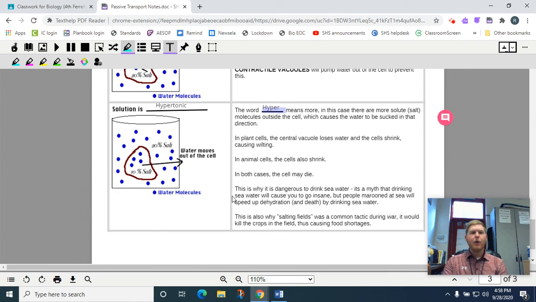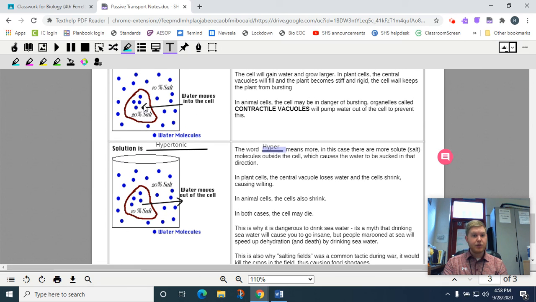Okay. Now with plant and animal cells, if they swell up and they shrink, that can mean different things. In animal cells, if they swell up, they can burst, and that would cause the cells to die. Plant cells will swell up, but it takes a little longer for them to burst because they have those cell walls. Plus, they have these contractile vacuoles that will pump water out of the cell to prevent this. Animal cells do this too, but if the concentration is too great, they can swell up and burst.